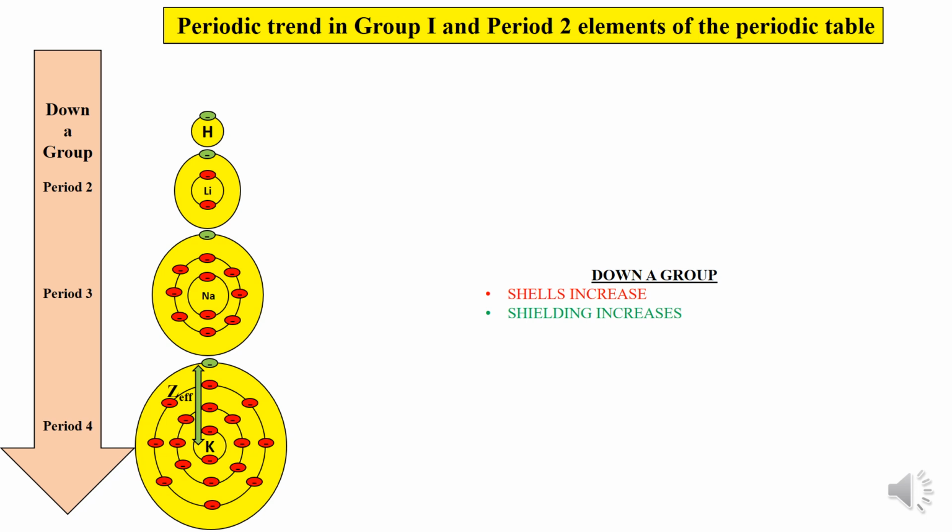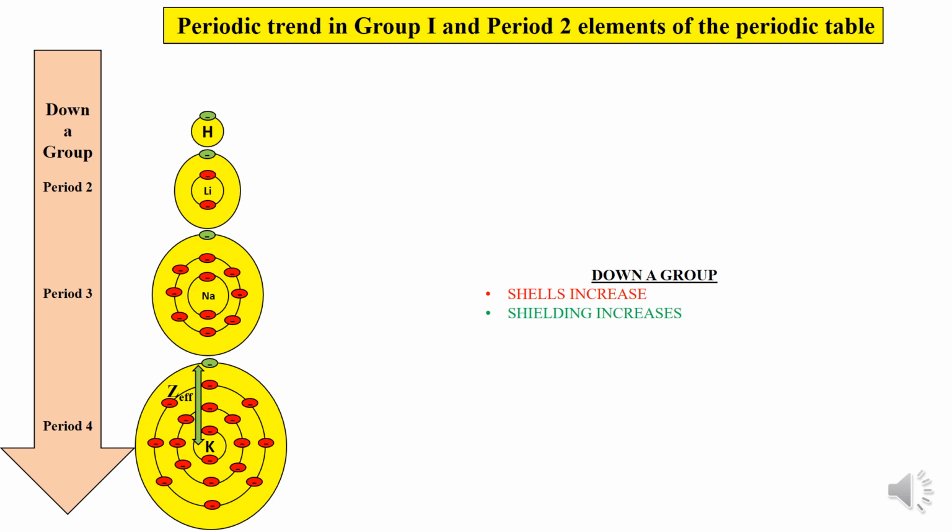What is effective nuclear charge? Now, effective nuclear charge is abbreviated as Z effective. It is the electrostatic force of attraction between the positively charged protons and the outermost valence electrons. Or it can also be defined as the net positive charge experienced by the outermost electron in a multi-electron atom.